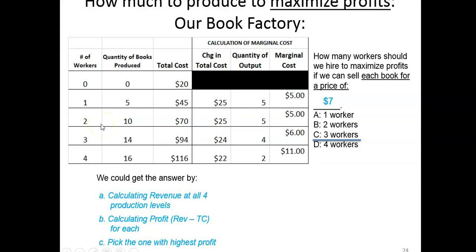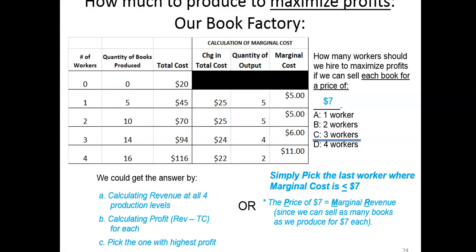Turns out the answer to the question of how many workers to hire, thus what level of output to produce, we don't have to worry about total cost column at all, right? In fact, all we have to worry about, or total revenue column for that matter at all, what do we have to worry about? Well, we can simply pick the last worker where the marginal cost per book is less than or equal to the price of $7.